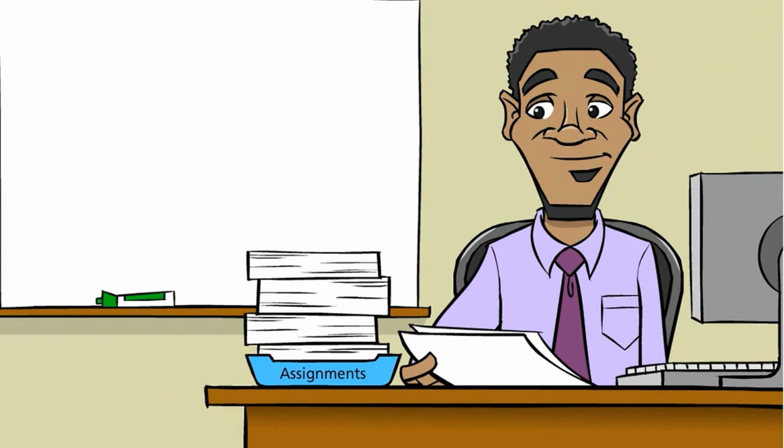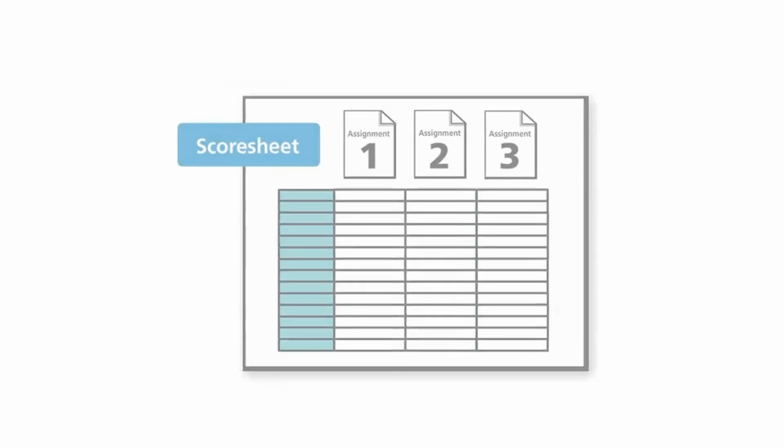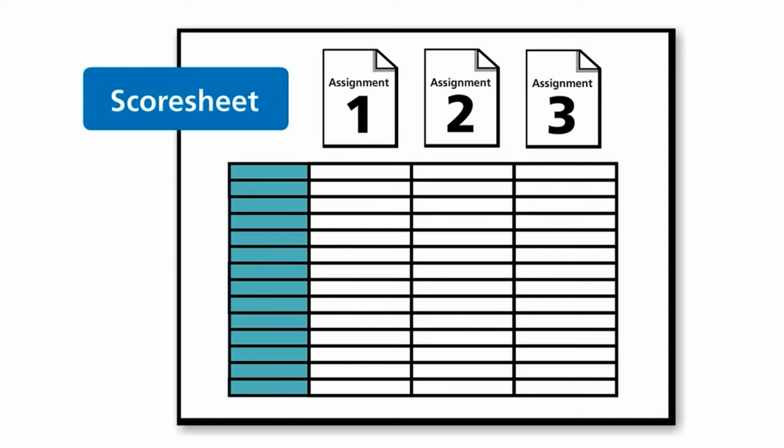The current stack of papers that you're going through are assignments from your second period class, so start with entering those scores. Since you need to record scores for multiple assignments, rather than finding individual assignments and switching between them, use the Scoresheet to grade multiple assignments on the same page.